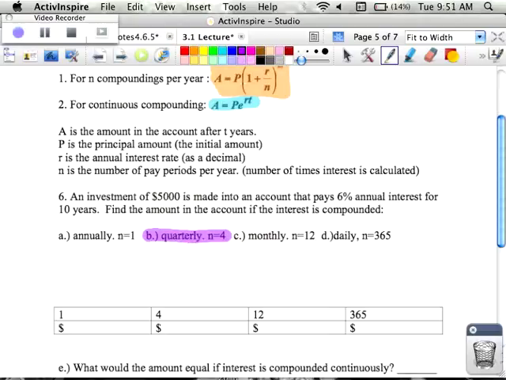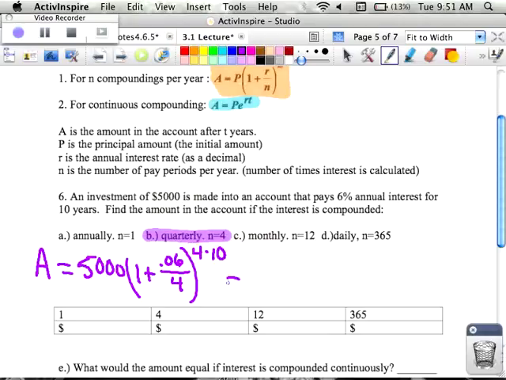In other words, the amount that I'm going to get out of my account is going to be the amount that I invested, which was $5,000, times 1 plus 0.06, which was my interest, divided by the number of times I'm compounding this money. It was quarterly, so I'm compounding it 4 times, raised to the number of times I compound it times the amount of time. So I compounded it 4 times, and it was for 10 years. And what you're going to do is type this into your calculator. I want you to see if you can get the same thing I get, because we should have the same answer, right?